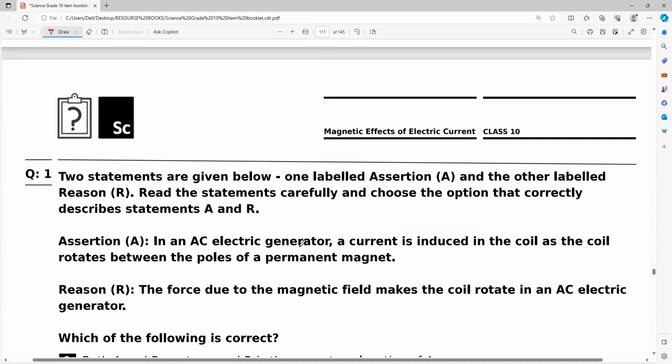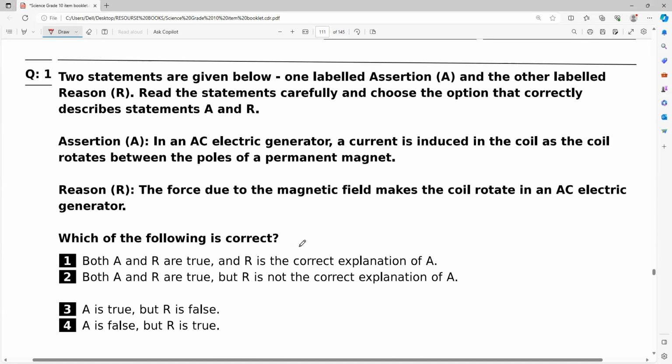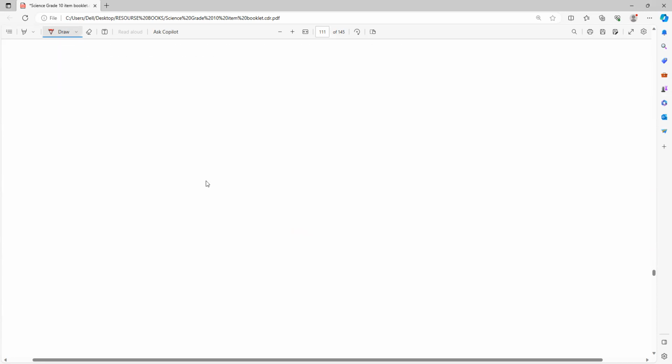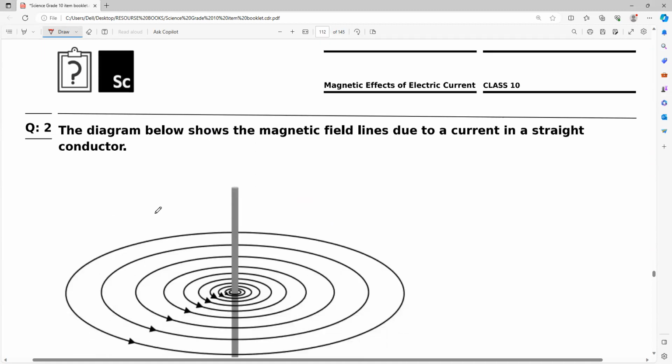For the first question here, it is assertion and reason. Two statements are given below. One is, in an AC generator, they are asking. It is deleted, so we won't talk about it. Okay, next, leave it. Next question. This is a very important question for us.